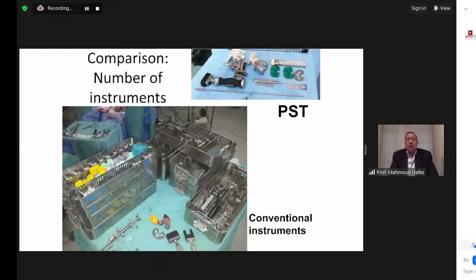Here is a case, for example, of bilateral. You can see the sets of instruments for the PSI, in comparison to the conventional instruments, which are huge, as you can see here. We just took this photo for comparison because in certain hospitals, we have to open the conventional instrumentation or have it on standby.